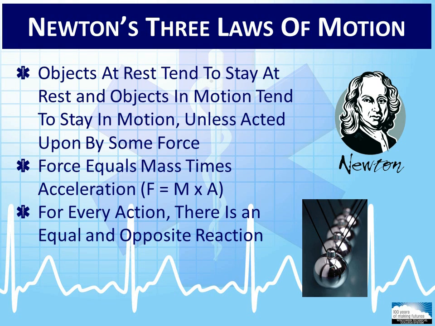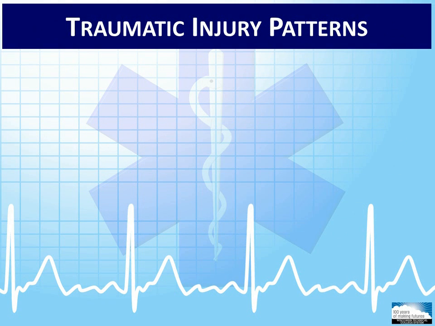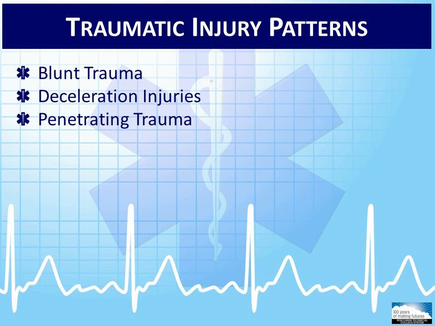This principle is important in understanding the kinematics of trauma. If a seatbelt stops a person in a car, the body of that person actually pushes back on the seatbelt, which can result in injuries. Some of the traumatic injury patterns we'll be discussing momentarily include those created by blunt trauma, rapid deceleration, penetrations, and blast injuries.